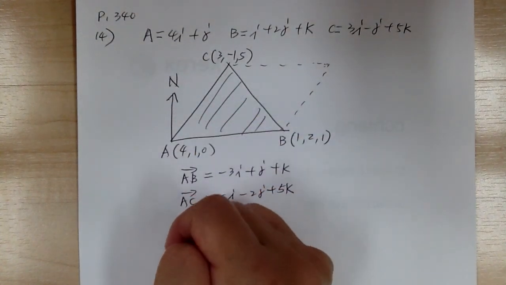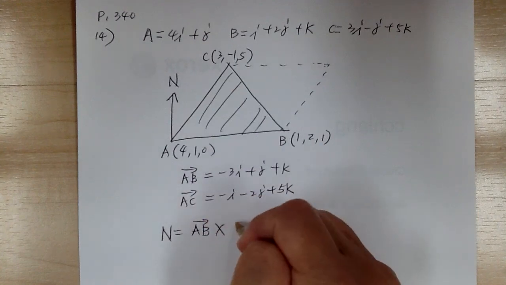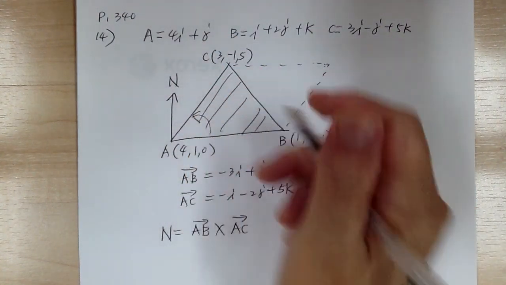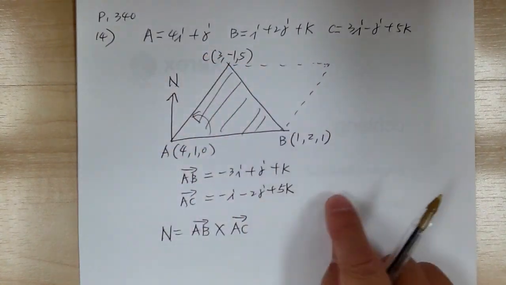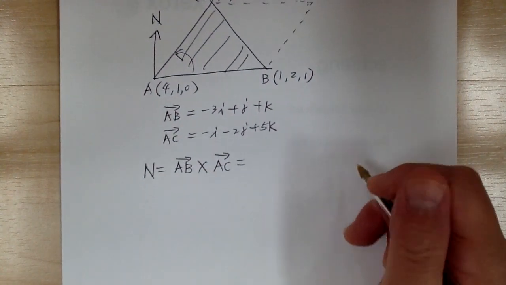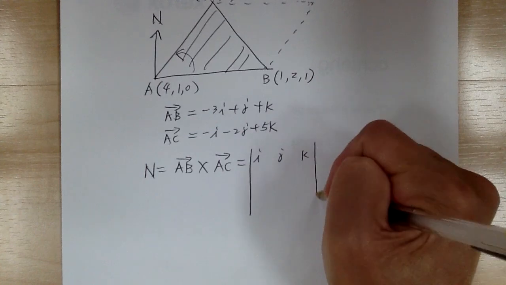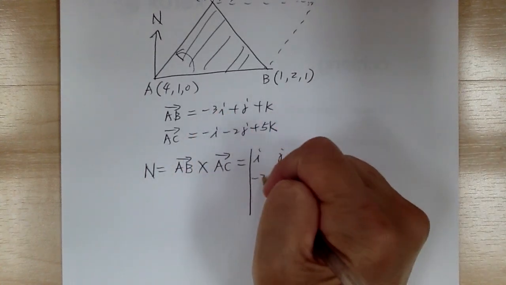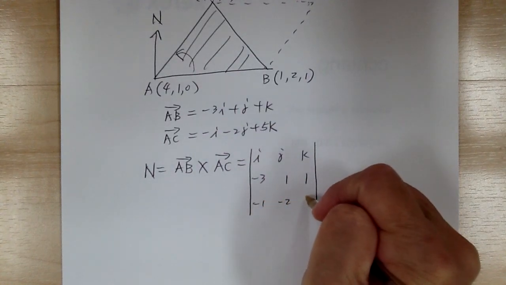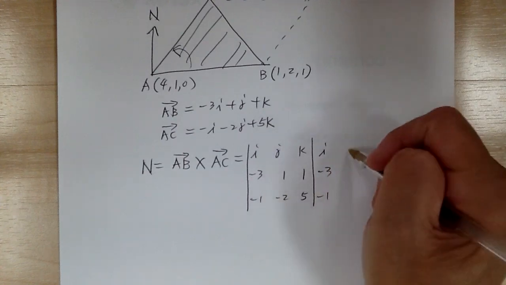And so now you need to go and get the normal. So the normal would be AB cross AC. Again, always go counterclockwise. So you have to have AB cross AC. With the cross product, the order is very important, so you have to pay close attention to the order. So AB is negative 3, 1, 1. AC is negative 1, negative 2, 5. Okay, so copy the first 2 columns.